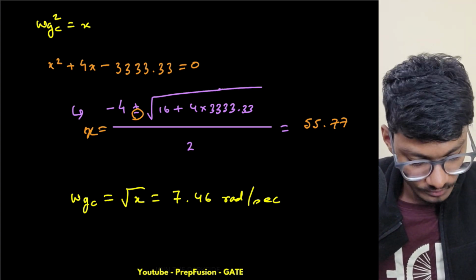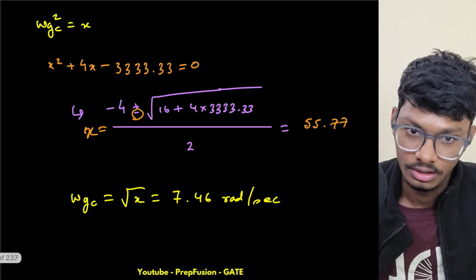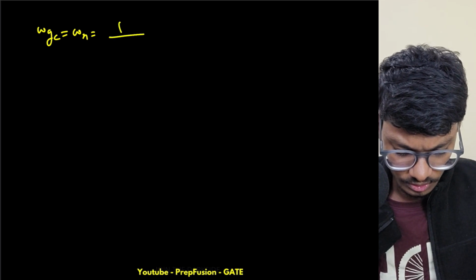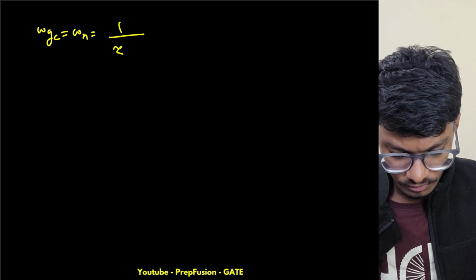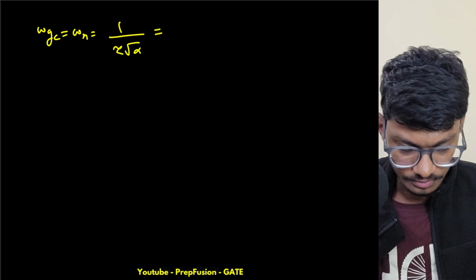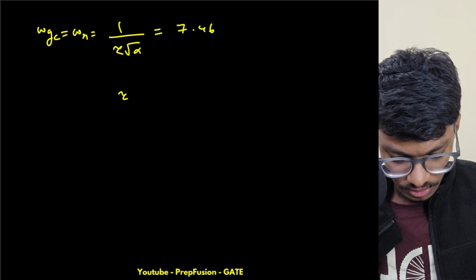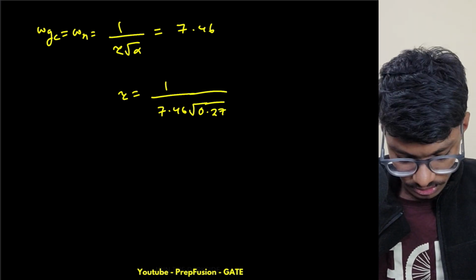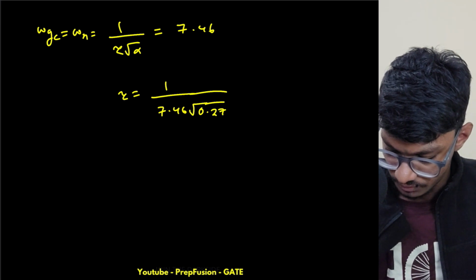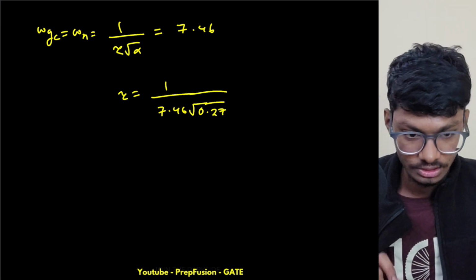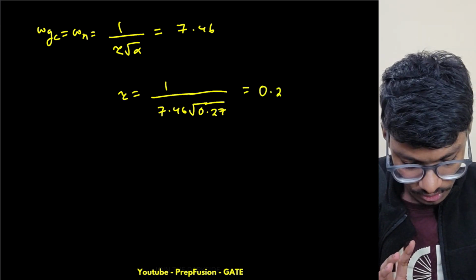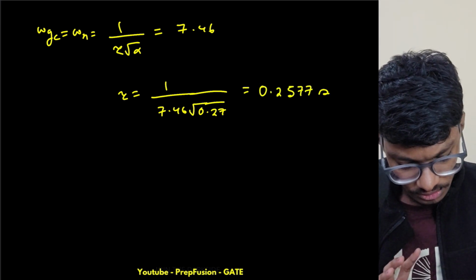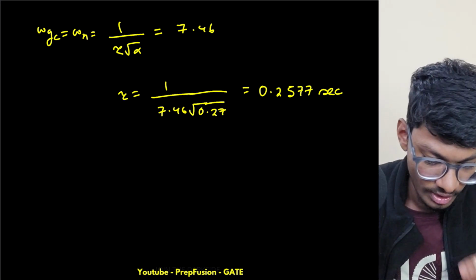Okay, now from here you can simply find the value of tau. So omega gc is equal to omega m equals 1 by tau under root alpha, which is simply 7.46. Now tau will be simply 1 by 7.46 into under root 0.27. So if I just multiply, 0.27 under root, and if I just do this, then this will be almost equal to 0.2577 seconds. Okay, so this will be my value of tau.